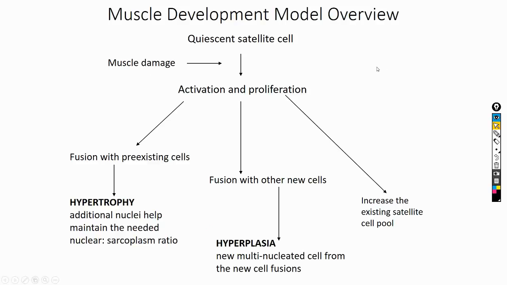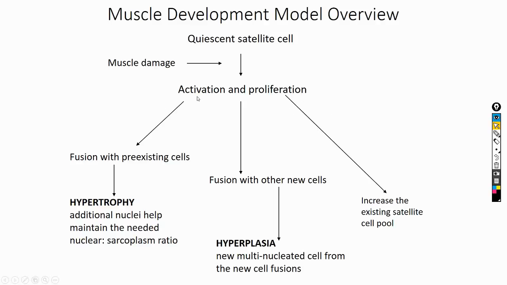All right, so prior to your exercising, you have these quiescent satellite cells. They're hanging out at the outside of the muscle fiber, and they're not really doing anything. You induce some sort of a muscle damage. Okay, you lift weights. We'll just go with that. So you have some sort of, say, mechanical tearing. Some damage happens to the muscle. Okay, that activates and causes proliferation of the satellite cell. Okay, so there's a few places that it can go from there.